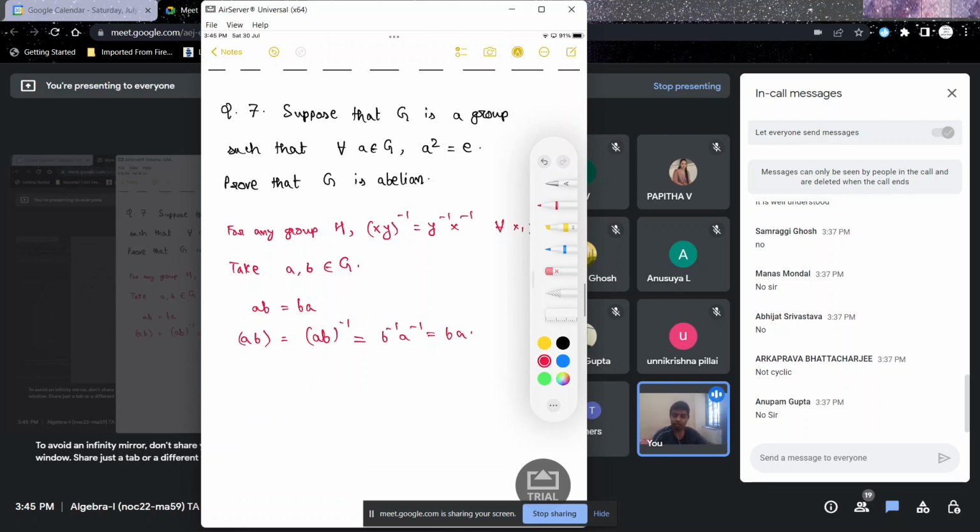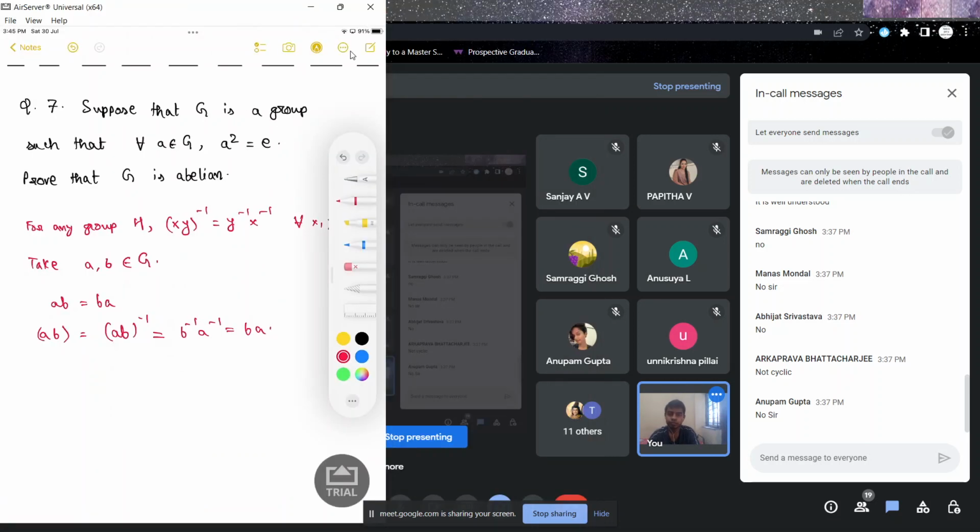But before we jump to the next question, here is something that I would definitely like to ask you. Can you give me an example of a group G where every element satisfies this property that A square is identity? Can someone give me an example? Someone maybe?